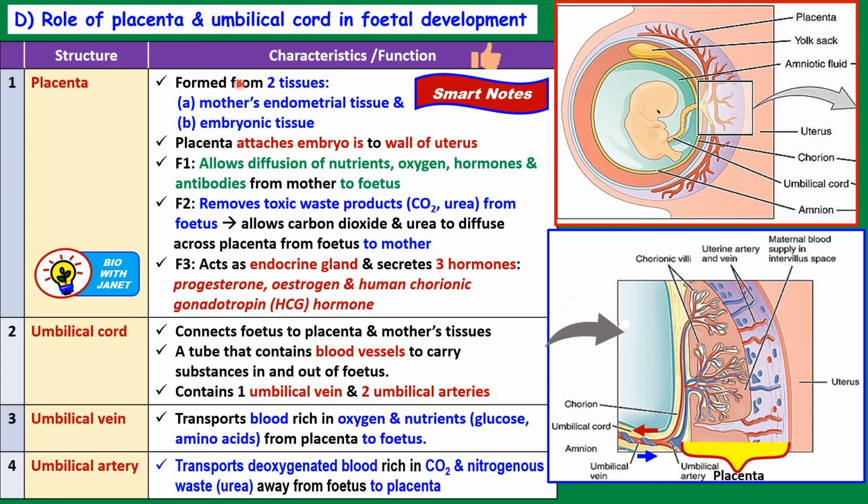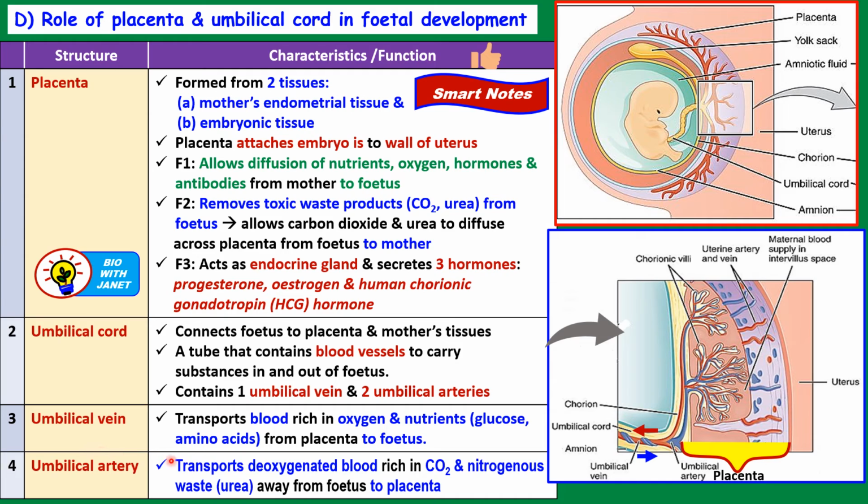Talking about the placenta and its functions, there are three functions: to allow diffusion of nutrients and oxygen, hormones and antibodies from mother to fetus, removes toxic waste products from the fetus, and allows carbon dioxide and urea to diffuse across the placenta from fetus to mother. The third function is that it acts as an endocrine gland and secretes three hormones. Then the function of the umbilical cord is that it contains the blood vessels, that is the umbilical vein and umbilical arteries, and it connects the fetus to the placenta and the mother's tissues.